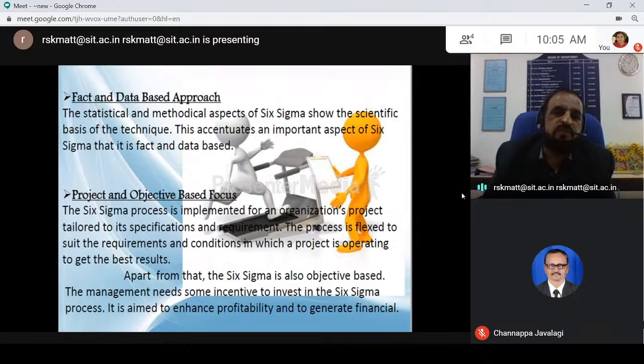And it is project-based and objective-based. We need to identify Six Sigma projects in the company, and we need to target each project to improve the processes of the business. It is also objective-focused, that is, we need to decide objectives for training our faculty. It's an objective-based methodology.